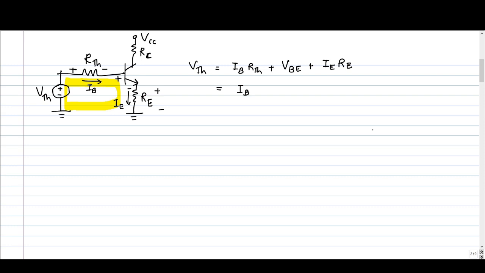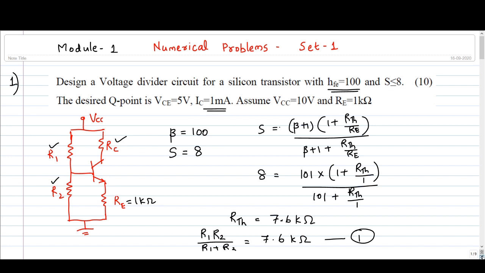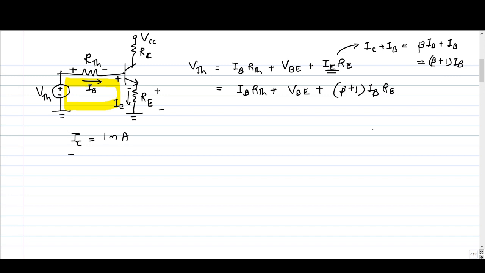Now one more simplification is possible. You can replace IE in terms of IB. IE is IC plus IB. IC is beta IB. So beta IB plus IB. So you will get beta plus 1 into IB for IE. So you can replace here with beta plus 1 into IB into RE. Now we need the value of IB to simplify this. IC is given in the question. If you read the question, you can see the operating point is given. IC is 1 milliampere. So IB you can calculate. IB is IC by beta. So 1 milliampere divided by 100. So it is 0.01 milliampere. So you can substitute it here.